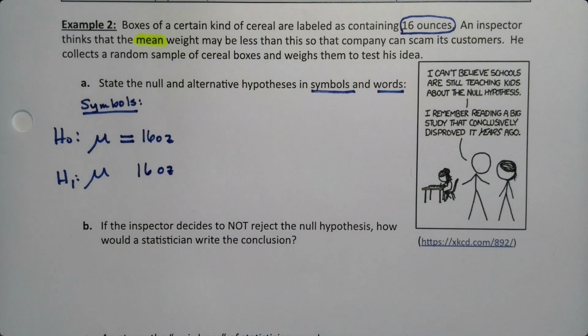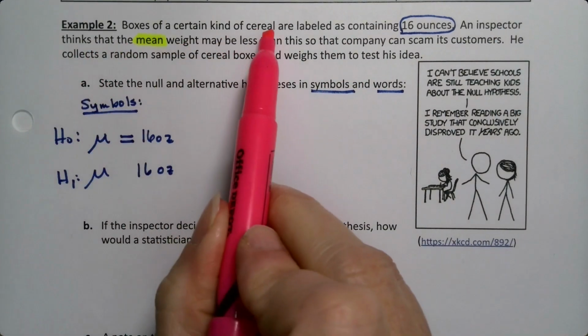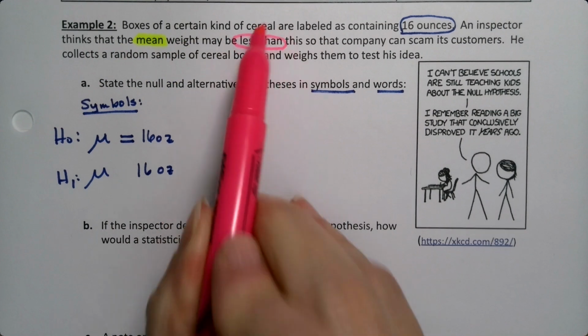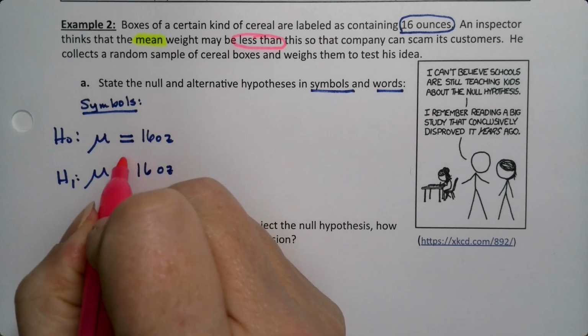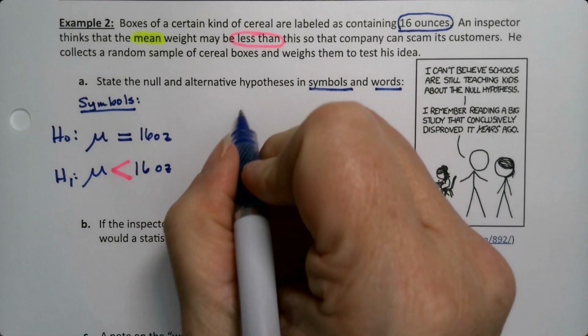Now, then you have to look for the direction word. There will be a word in here that'll tell us which way we need to go. And the inspector thinks that the mean weight may be less, right? So that less means that it is a left-tailed test. All right, now let's tie these to some words over here.